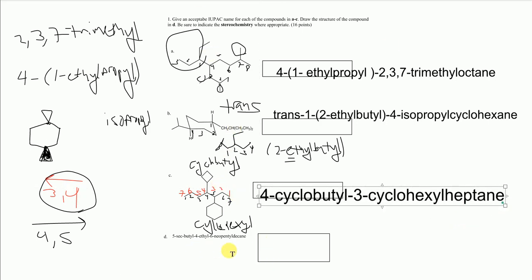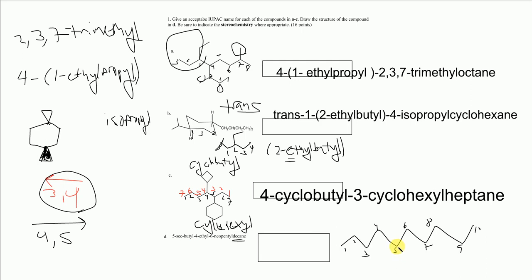All right, and now let's look at number 5. So number 5 is one of the ones she gives you the name written out, and you have to draw it. So I have 5-sec-butyl 4-ethyl 6-neopentyl decane. So the easiest thing to first do is just draw the parent. That's how you start. So 1, 2, 3, 4, 5, 6, 7, 8, 9, 10. All right, and now I'm just going to add my group.